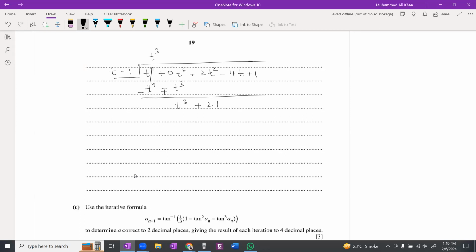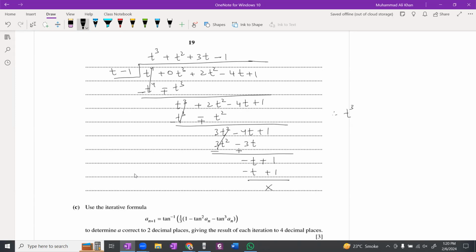Then t³ plus 2t squared minus 4t plus 1. Multiply by t squared: t³ minus t squared, sign change, cancel out, leaving 3t squared minus 4t plus 1. Multiply by plus 3t: 3t squared minus 3t, sign change, cancel out, leaving minus t plus 1. Multiply by minus 1: minus t plus 1, finished. And therefore, with what we have to prove, another factor is t³ plus t squared plus 3t minus 1. This we have to prove.